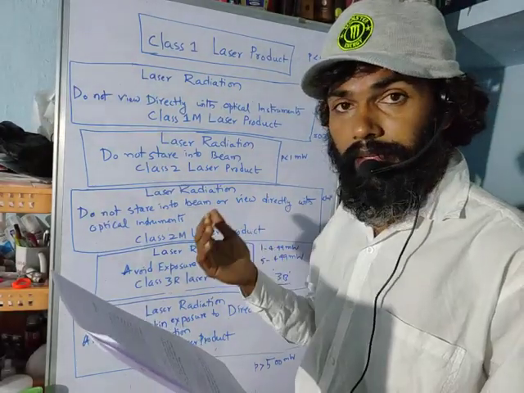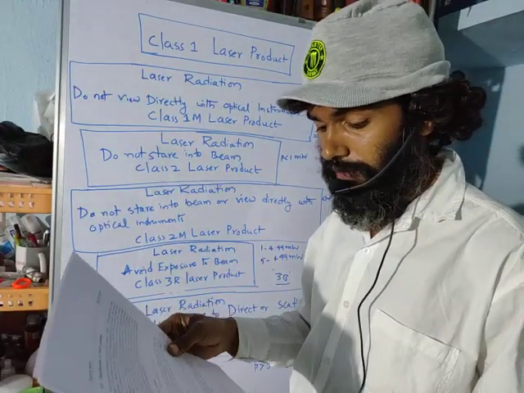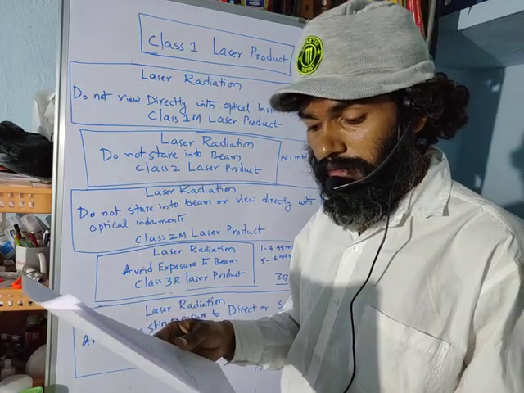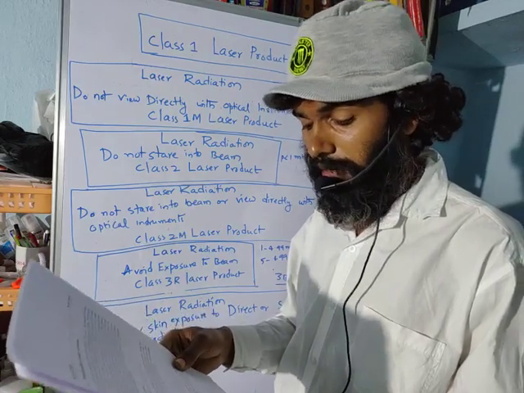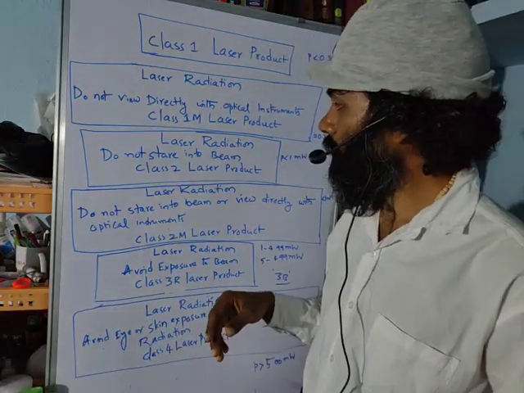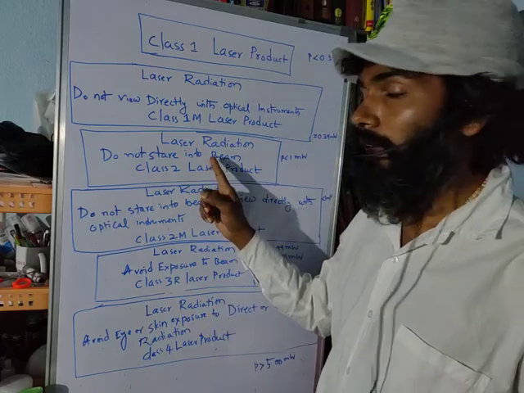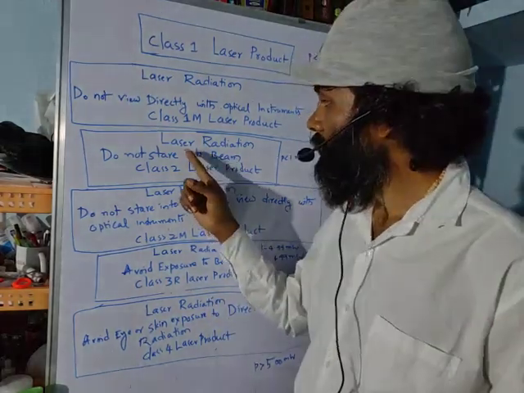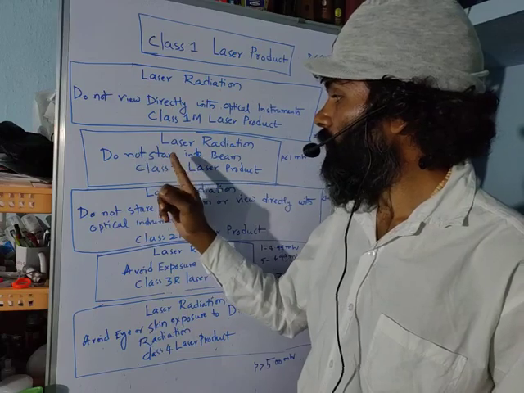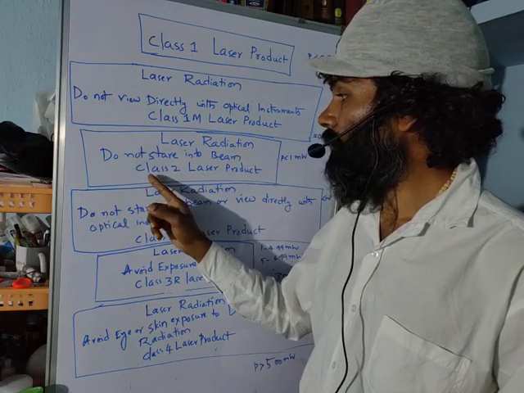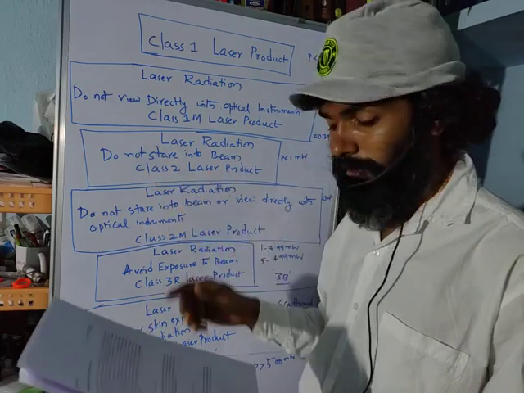Let me go into the next class of lasers, which is class 2 laser systems. In this we usually have this as the safety label: laser radiation, do not stare into the beam, and the third line will be class 2 laser product.